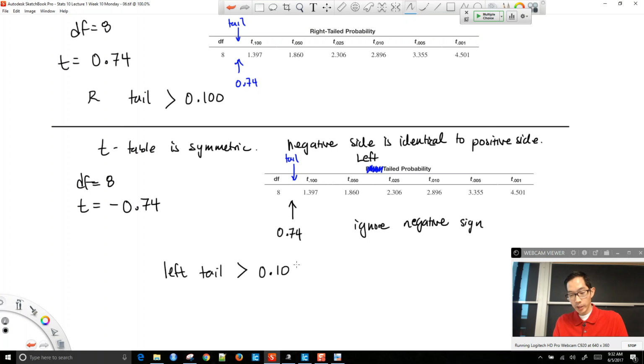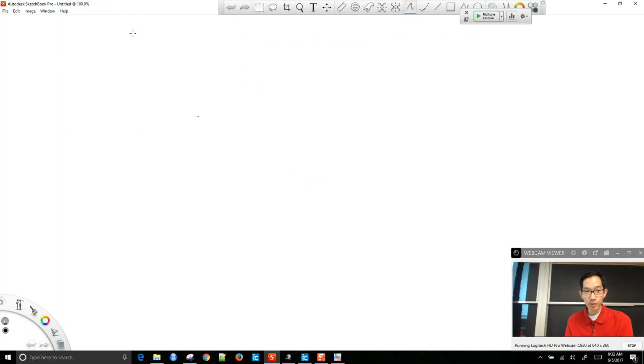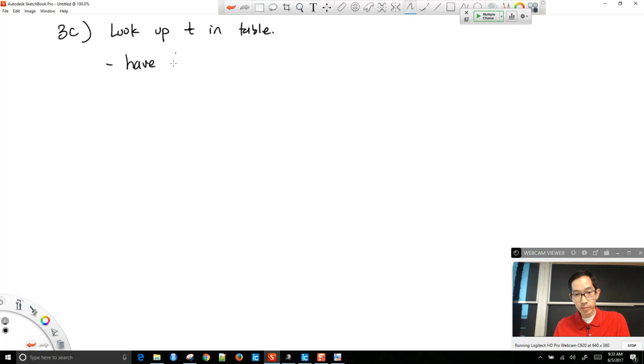Okay, so anyway, we're still in part 3 of our calculation step, right? So calculation, step 3C, look up t in the table, okay? You look up t in the table, so now you have your tail area, and we want to get a p-value.